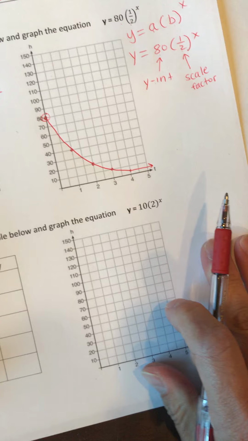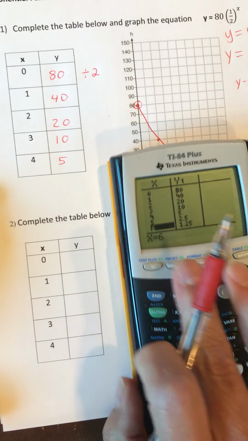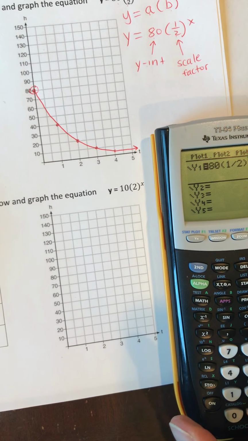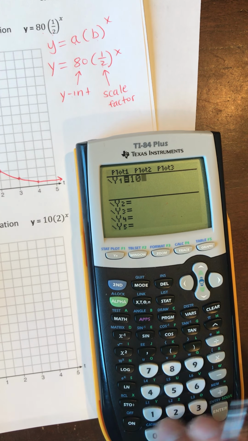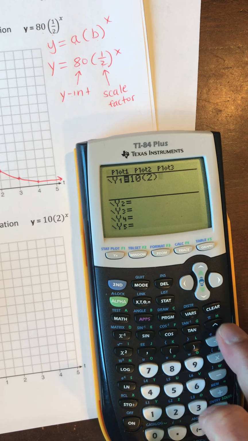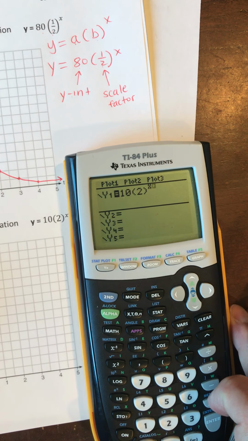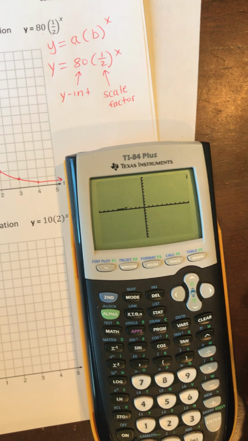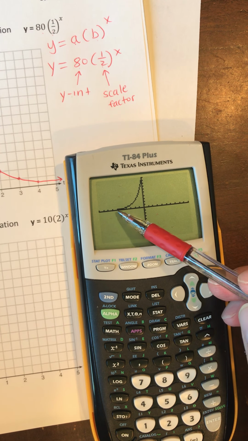Look at number 2. Now I want to graph y equals 10 times 2 to the x. So I'm going to go back to y equals, clear out what was there, and it's going to be 10 parentheses 2. Make sure you hit this exponent button, because if you don't, it's going to look linear instead of exponential. I'm going to quickly look. You will see part of the graph, but it's going to get cut off.